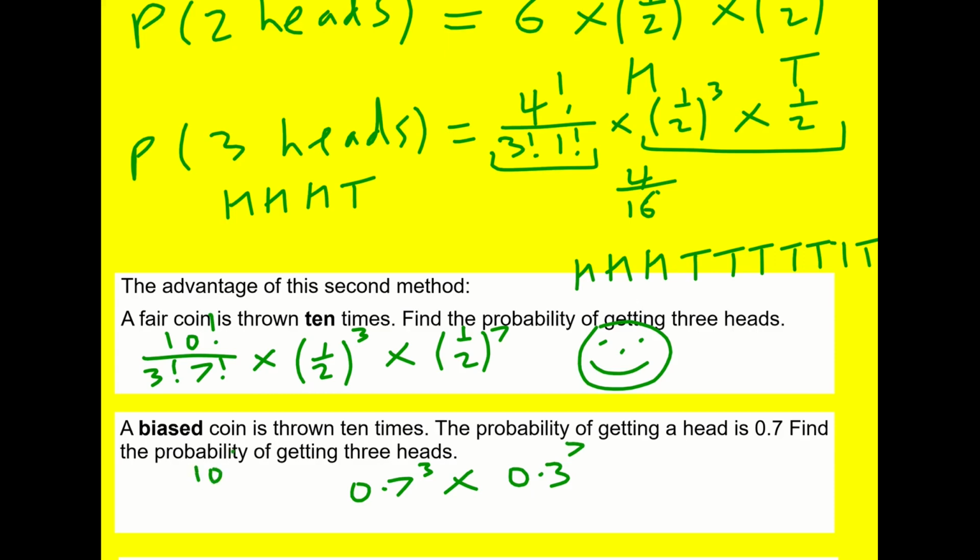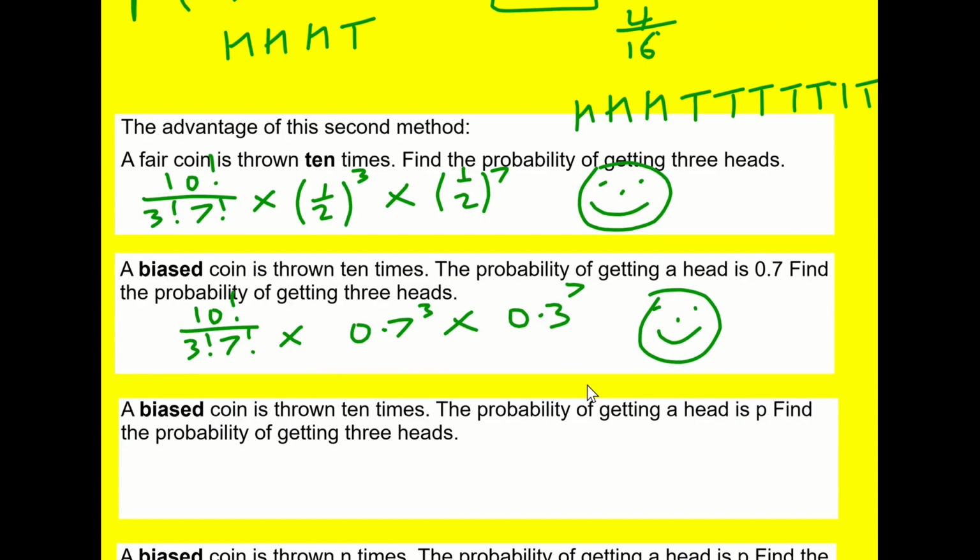I then again need to multiply by this 10 factorial over 3 factorial, 7 factorial to take into account all the branches. So we don't just have to deal with fair coins. We started out with that. We can deal with biased coins. Let's keep going. What if I change the probability from 0.7 to a more general one, p? Still, if we look at this one here, the probability of getting that exact combination, or permutation I should say, is going to be p to the power 3.